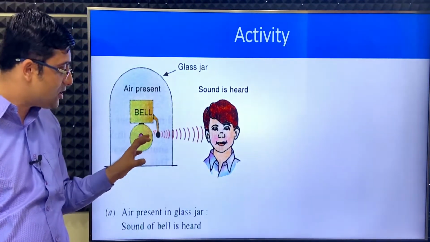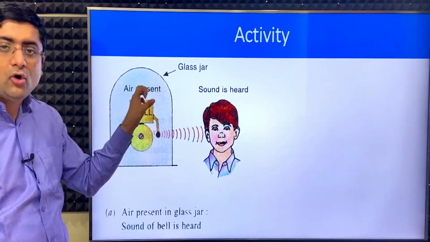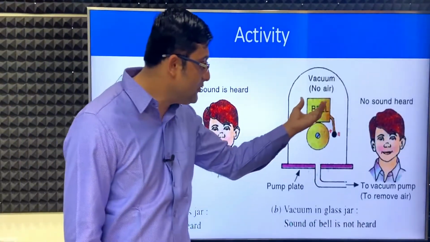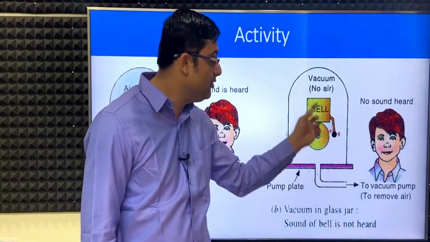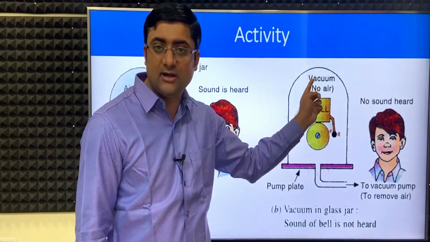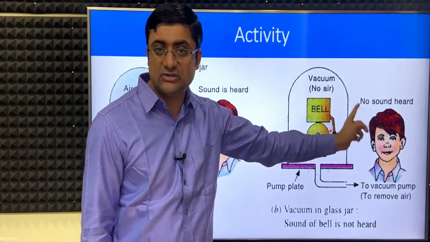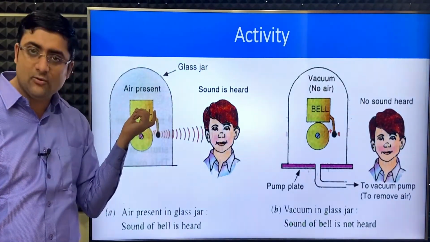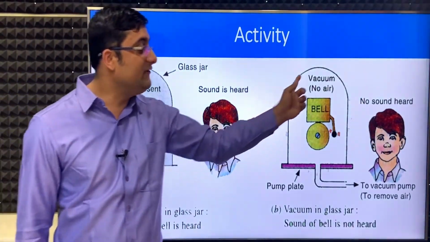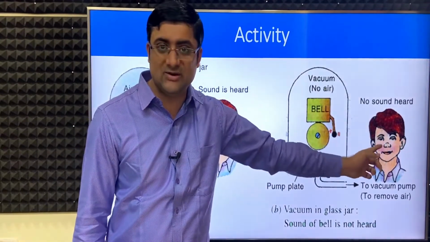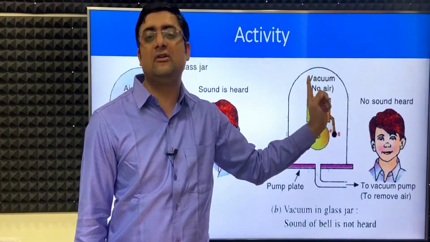Is it clear? Now what we're going to do is suck out all the air from this glass jar. When you suck out all the air from the glass jar, what is created inside? Vacuum, that is no air. Now even though the bell is ringing, we cannot hear the sound. I repeat, initially when air was there, we could hear the sound. Now when there is vacuum, we cannot hear the sound. So this shows that sound cannot travel through vacuum.